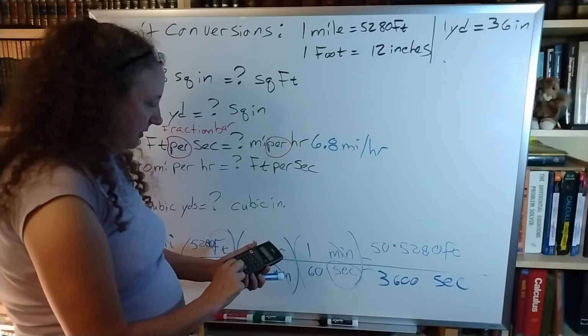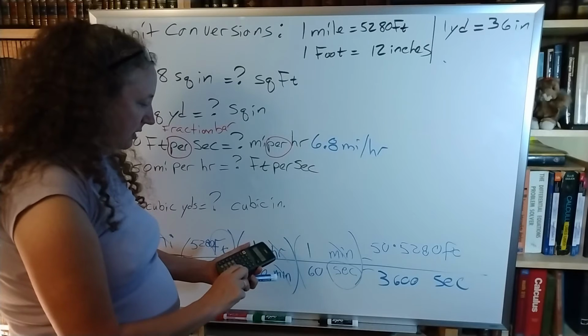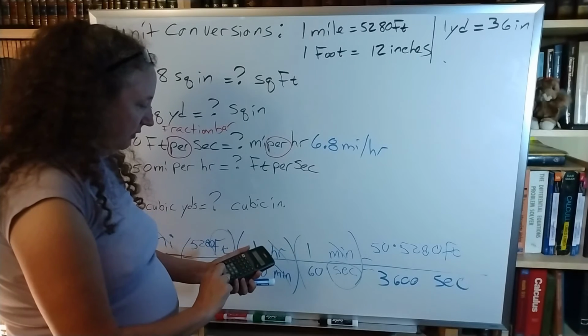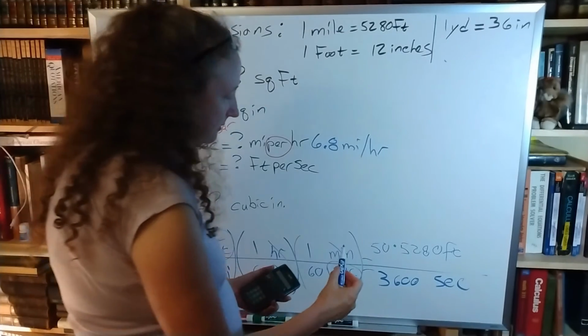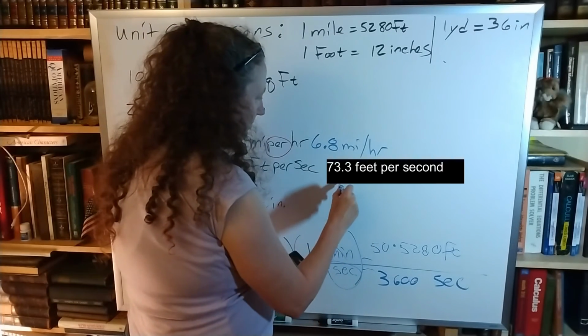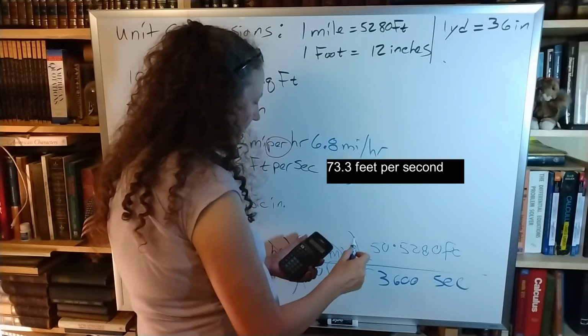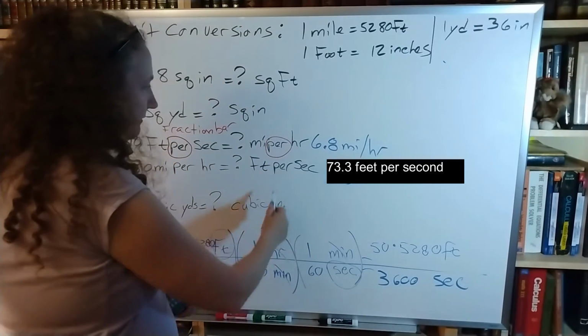50 times 5280 divided by 3600 equals 7.3, and the 3 is repeating. My units are feet per second.